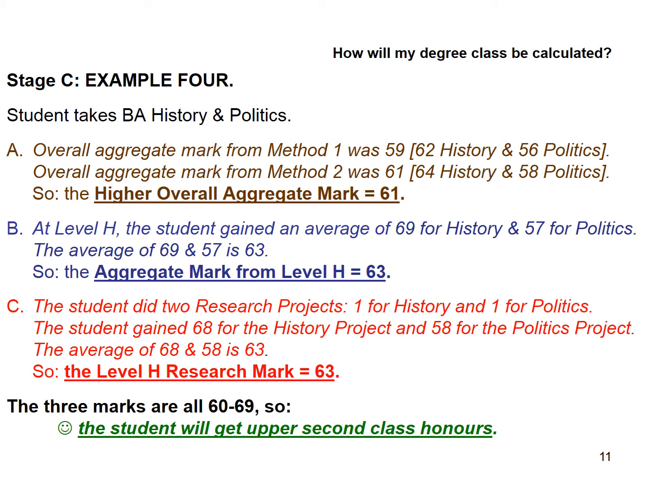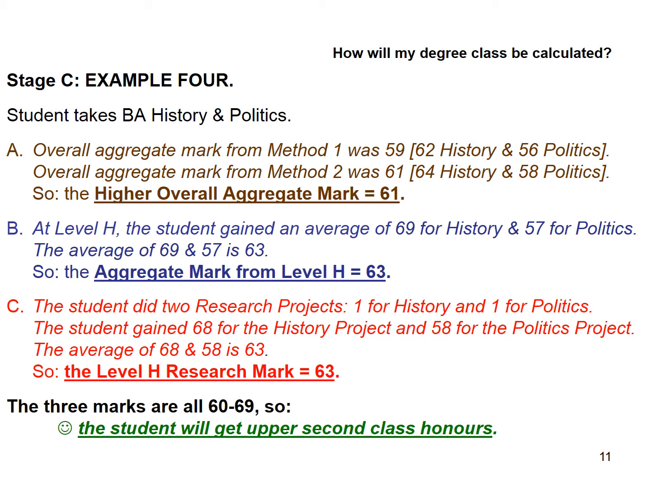This time, as a combined honours or double major student, instead of doing a single dissertation, the student did 2 research projects, one for history and one for politics. The student gained 68 for the history project, 58 for the politics project. So taking the average of 68 and 58, we have 63. So this student's level H research mark is 63.